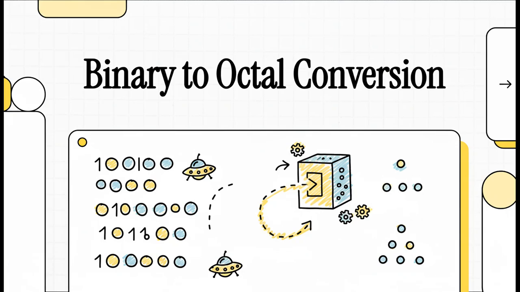Have you ever stared at a long string of ones and zeros and your eyes just glaze over? It looks like an alien language, right? Well, today we're going to learn a super simple trick to translate that into something way more manageable. We're going to crack the code of converting binary to octal.